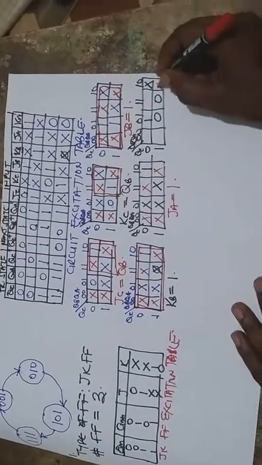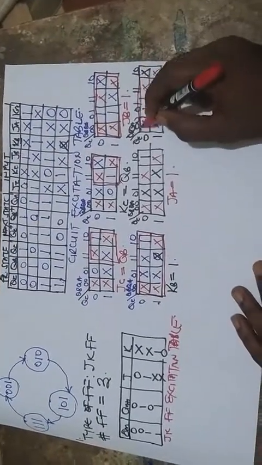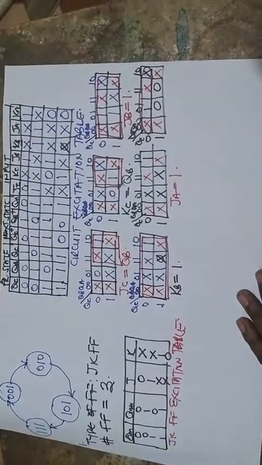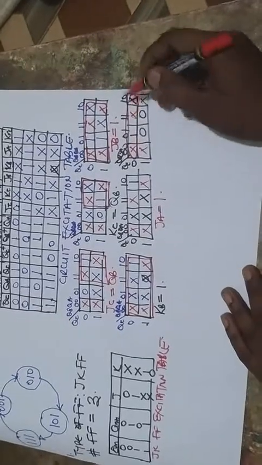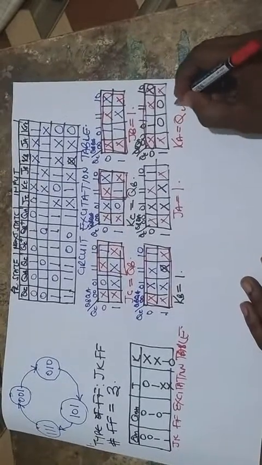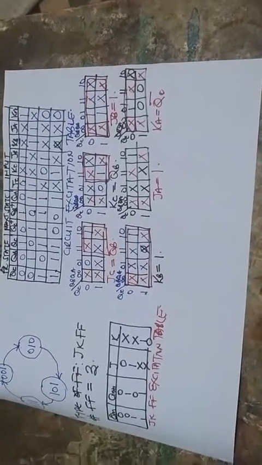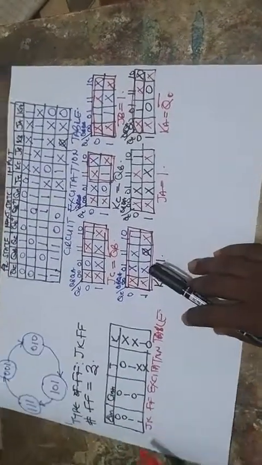Wow. Okay, so let's fill in here. Because these two zeros are mapped here, when we group this, all the top will cancel. So we have KA equal to what? QC bar. Okay, so we are done with our K maps to simplify our design. Now let us draw our circuit or do our design now.